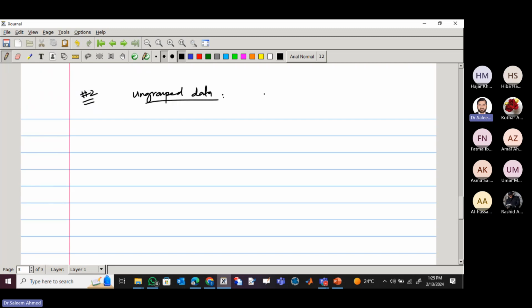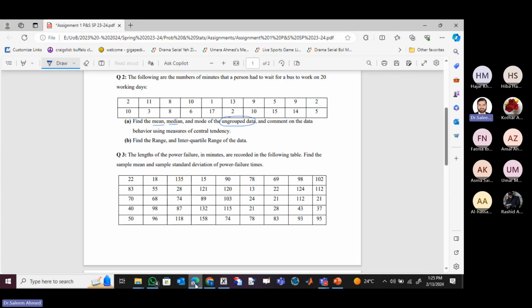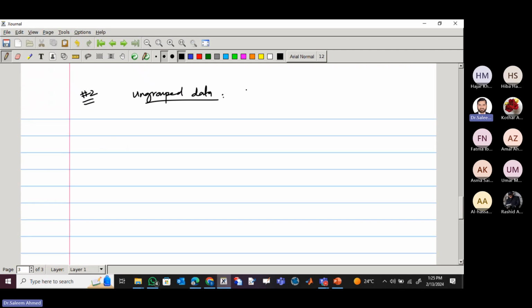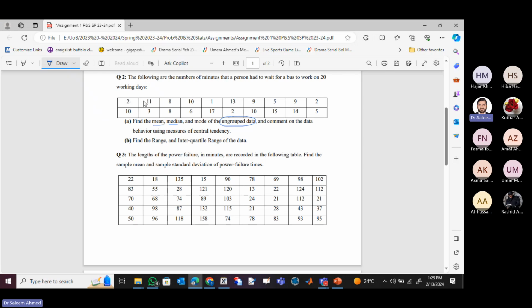What you need is mean, median, mode, range, and interquartile range. For the mean, you want summation x by n, and n is 20, the number of observations. You will just add all observations and divide by 20. It will give you the mean. You can write summation x separately. You don't have to show that you are adding everything. Just use your calculator, 2 plus 11 plus 8 plus 10 and so on, get summation x. Then x bar will be summation x by n. That gives you the answer.